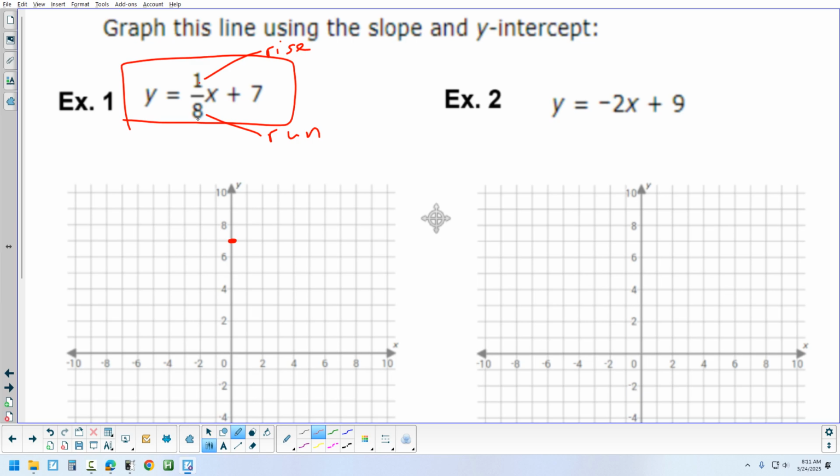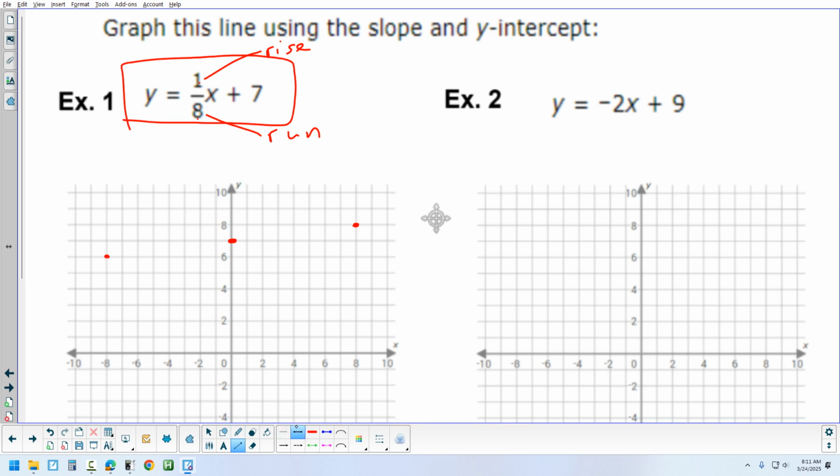So rise, run. We're going to go up 1, and we're going to go to the right 8. Up 1, 1, 2, 3, 4, 5, 6, 7, 8. Now you can go backwards. Okay, some people will also go the exact opposite of what I just said. Down 1, 1, 2, 3, 4, 5, 6, 7, 8. You can do that. We don't need to because we already had 2 points. That's enough. Right? You just draw your 2 points and then you make your line.